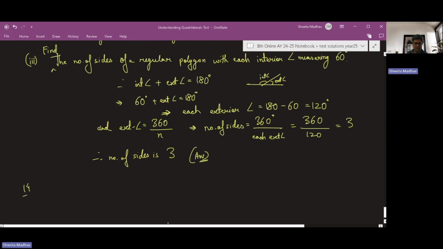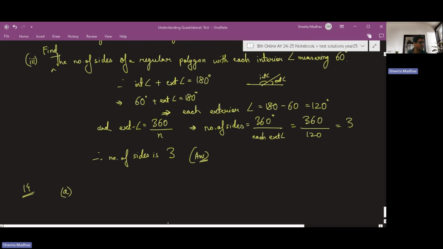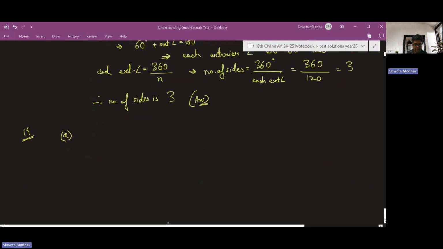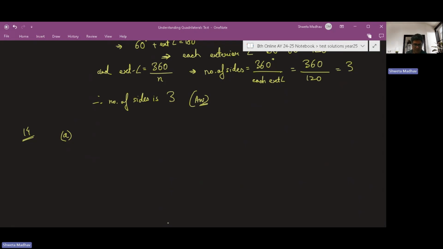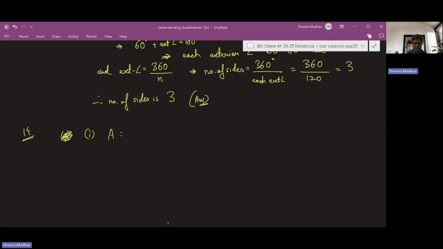Then in question number 14, in the assertion reasoning type, it is told to select one of the options. The first option is both A and R are true, and R is the correct explanation of A. B is both A and R are true, but R is not the correct explanation of A. Option C is A is true, but R is false, and D is A is false, but R is true.